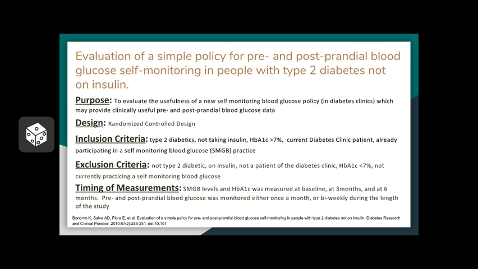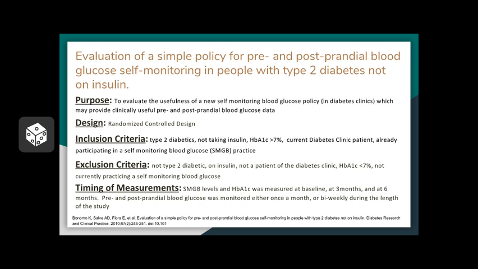The inclusion criteria for this study was you had to be a type 2 diabetic, not taking insulin, with an HbA1c value of 7% or greater. You had to be a current diabetes clinic patient, already participating in a self-monitoring blood glucose practice. And you can see right here, I actually got my letters transposed a little bit, so it's actually supposed to be SMBG for the abbreviation for self-monitoring blood glucose.